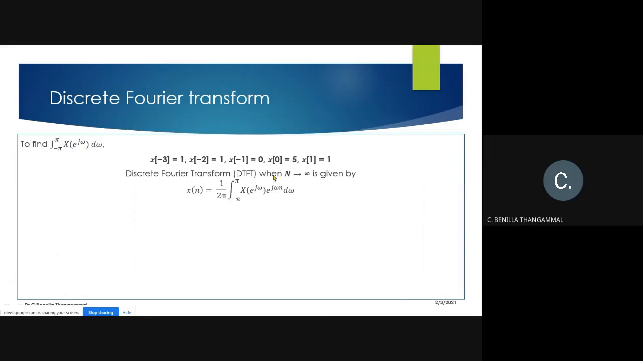So here, from this formula, I have to bring this to this formula, right? So here I have the integration from minus pi to plus pi. So this is available. So I have to remove this 1 by 2 pi, right? I have X of e power j omega, and d omega. So here, d omega. So this e power j omega n is an extra term which I have to make as 1, because if it is 0, everything will become 0.